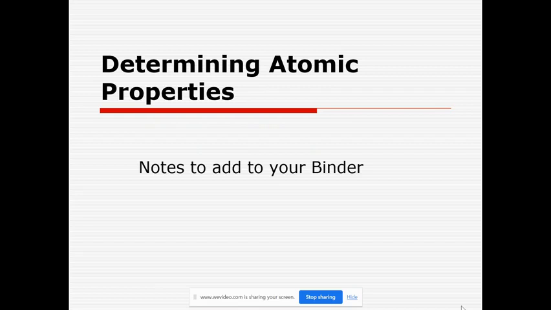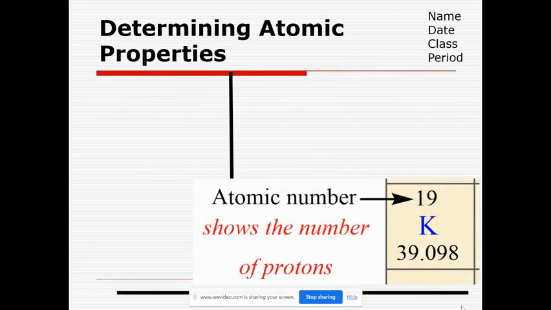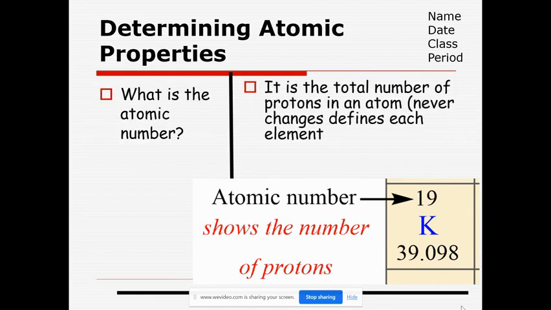Today we're going to unveil the secrets of the atom by decoding their properties. Let's dive into the essentials. All right, first of all, let's talk about what the atomic number is. Basically, it's the total number of protons in an atom, and it never changes. It's what defines an element.